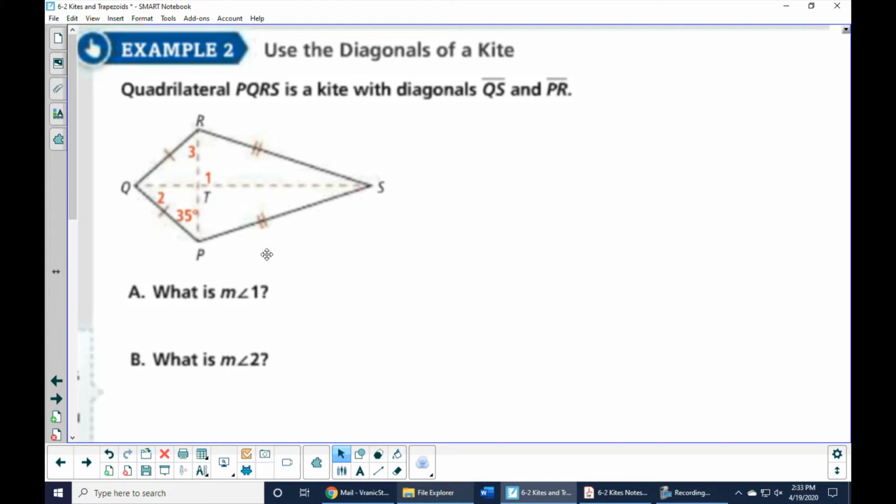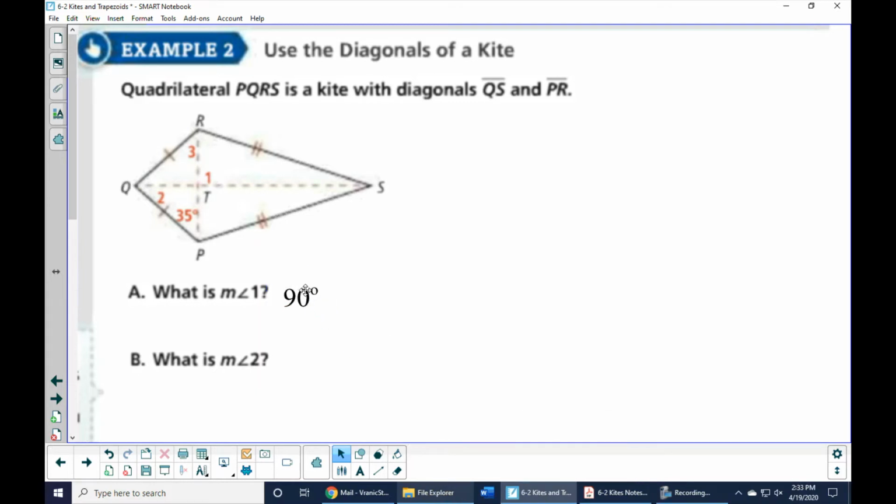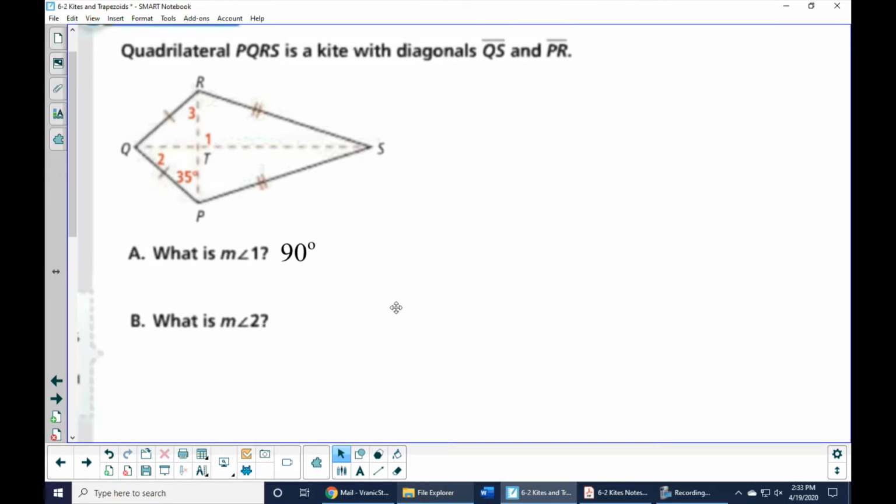And whenever we have a corner, that would be our 90 degrees. So 90 degrees, that's our first answer. All right, right there, 90 degrees is going to be inside of the little corner here. Now, part B wants to know, what is the measure of angle 2? Well, for angle 2, it's in this little corner here.